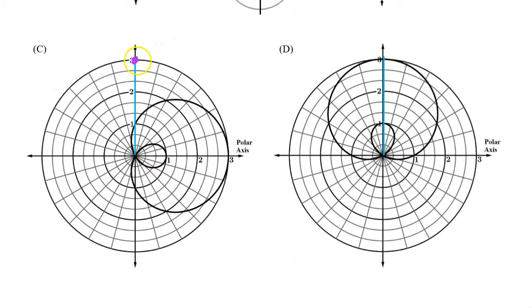An r value of 3 does not fall on the graph for option C either, so C is out, which means D must be the answer, and sure enough, an r value of 3 does fall on the graph.